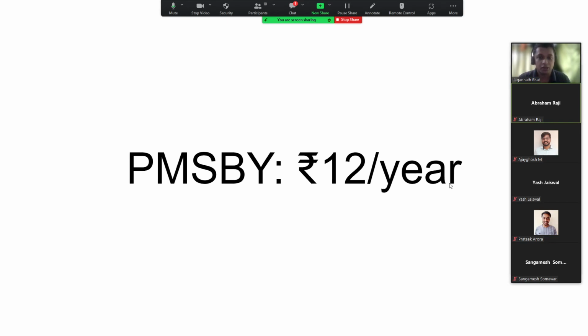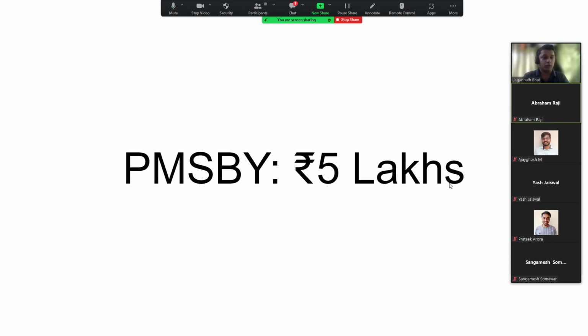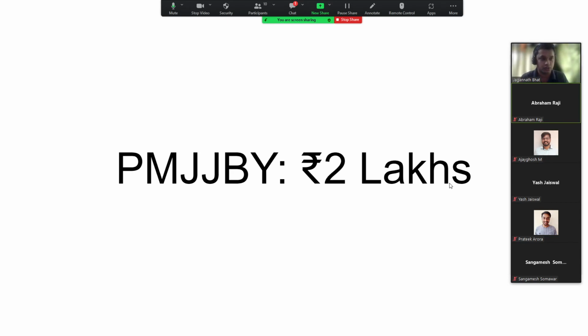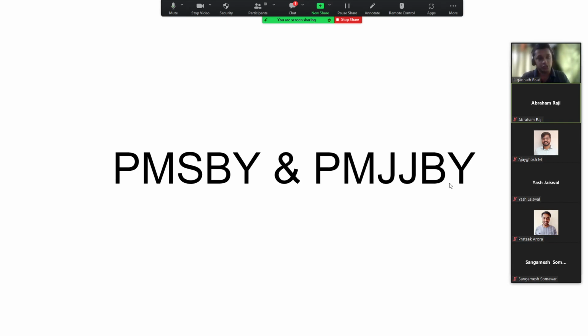PMSBY is an accidental cover, and you only have to pay 12 rupees per year, and you will get a cover of 5 lakhs. It's only an accidental cover. PMJJBY is a life insurance, and you have to pay 330 rupees per year as premium, and you will get 2 lakhs of insurance. So these two also you can claim exemptions on.